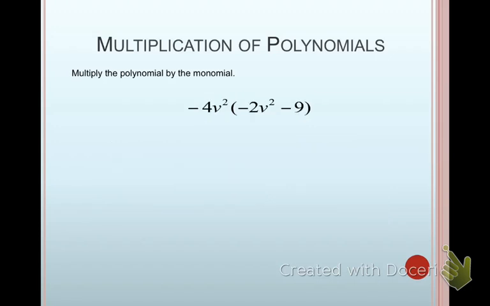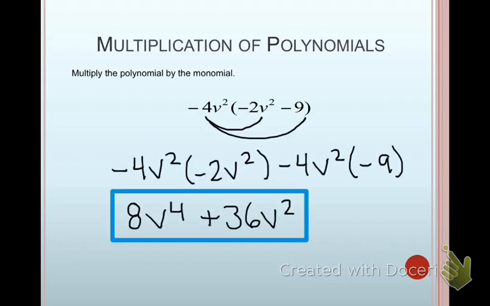Here's another one for you to try. Negative 4v squared times negative 2v squared minus 9. See what you guys come up with. Then check it against mine. You have to be careful with your signs on this one, but you should have come up with 8v to the 4th plus 36v squared.